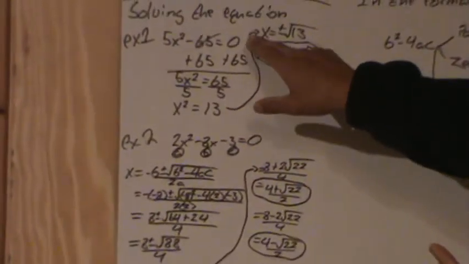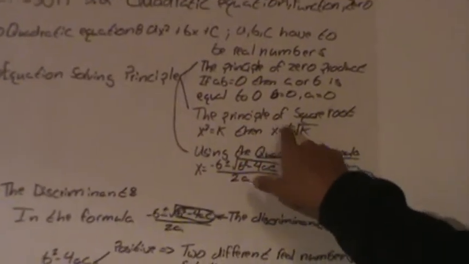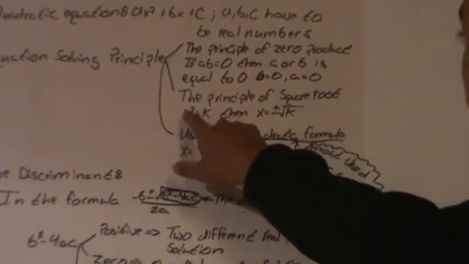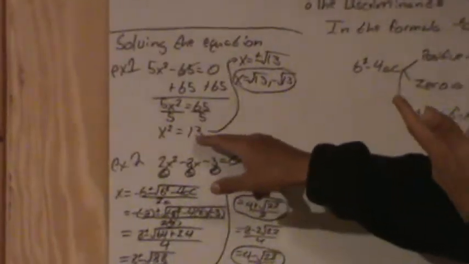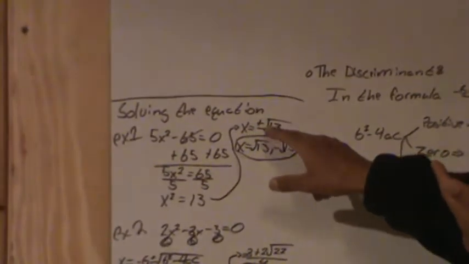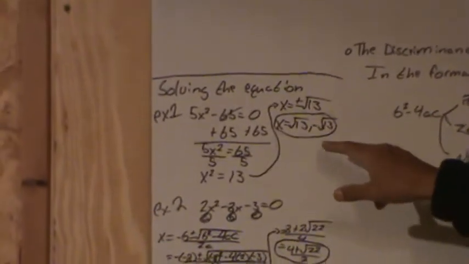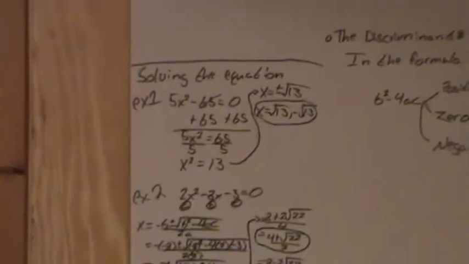If you follow this arrow up here to the rule we just used, the square root principle, if x squared equals a number, then x equals plus or minus the square root of the number. So back here we have x squared equals 13. We move it up, and now we have x equals plus or minus the square root of 13, which ends up being x equals square root of 13, comma, negative square root of 13.